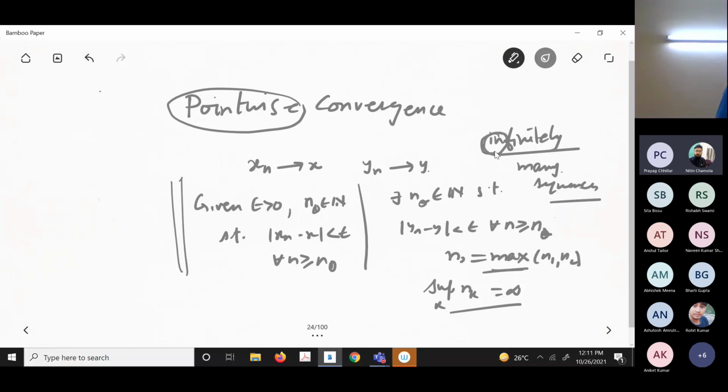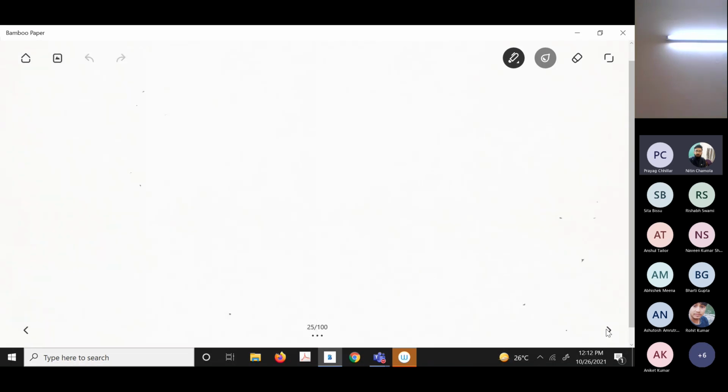So the difference between pointwise convergence and uniform convergence is similar. Later on we'll see every sequence is a function also. Now come here. We have already used pointwise convergence. Suppose you have a sequence of functions. You can take them from R to R for understanding the concept.